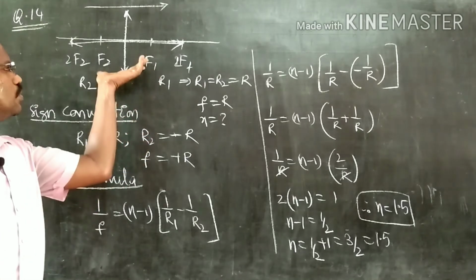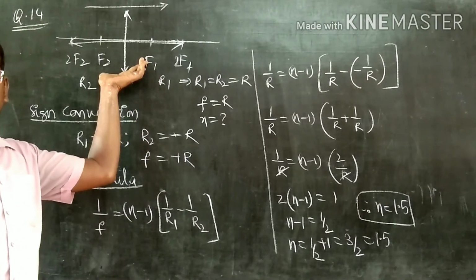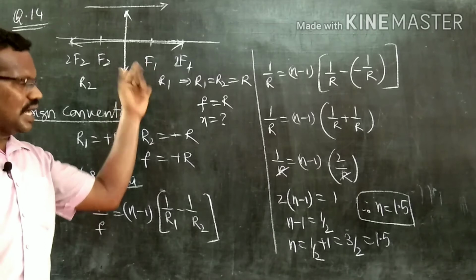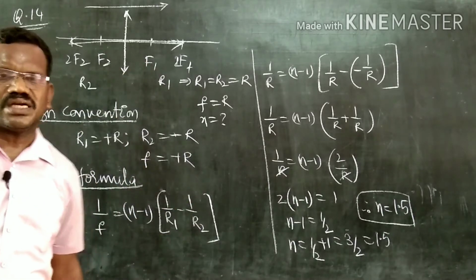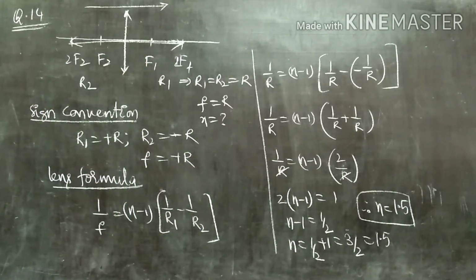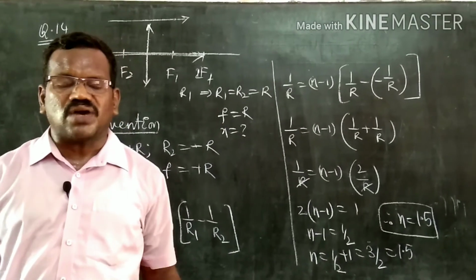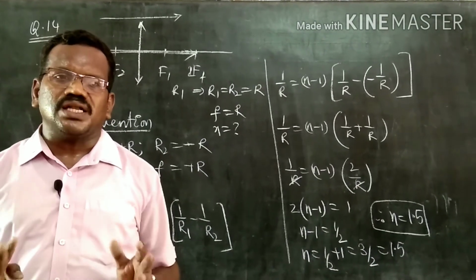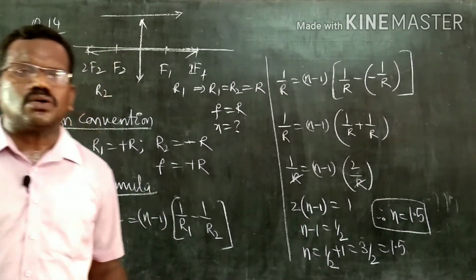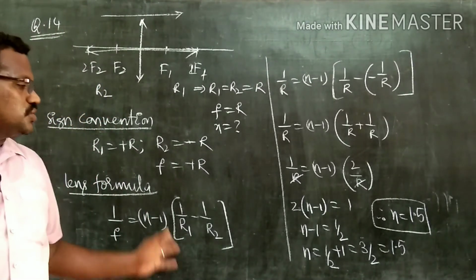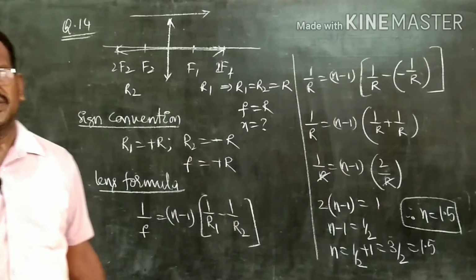Symmetrical means on both sides the radius of curvature is equal, and the focal length is equal to the radius of curvature. That means while reading the problem, then and there we can understand what the given clue is. All physics problems depend upon the clue only. Then we should apply the mathematical equations.